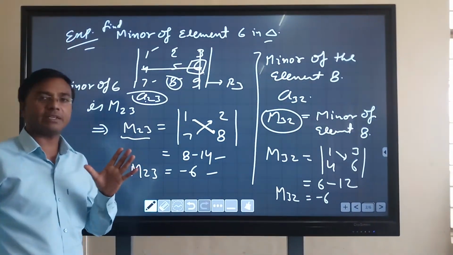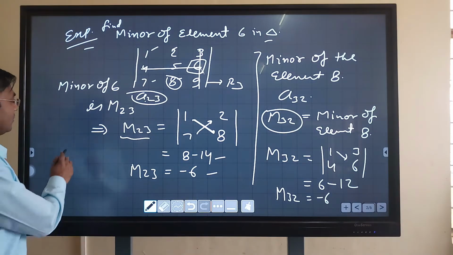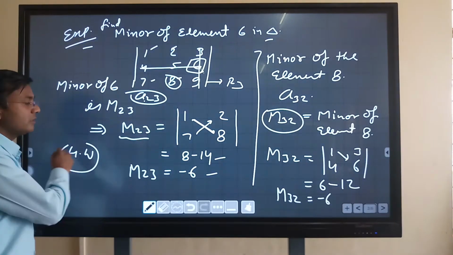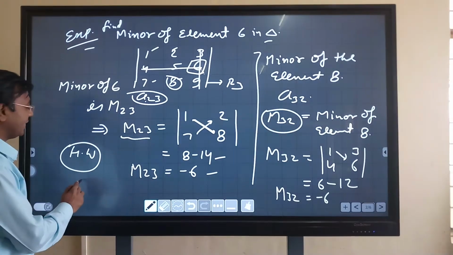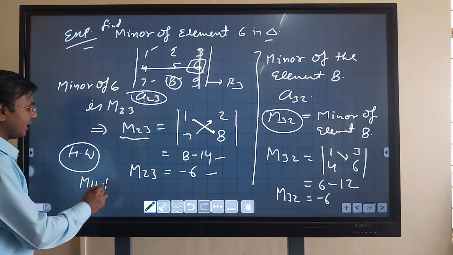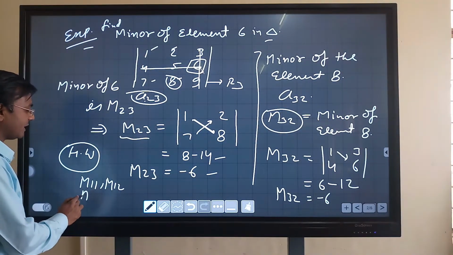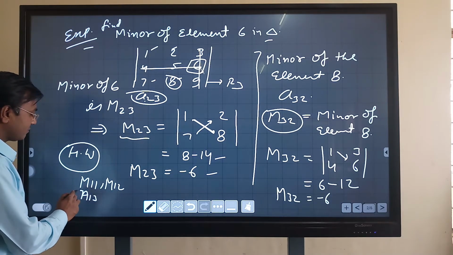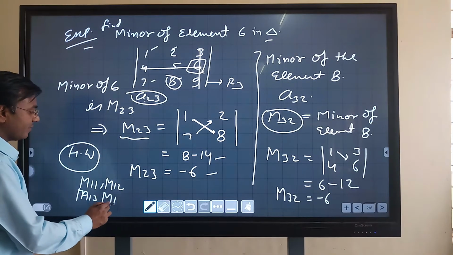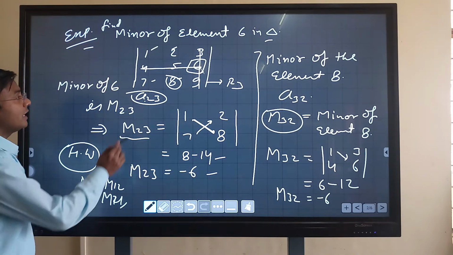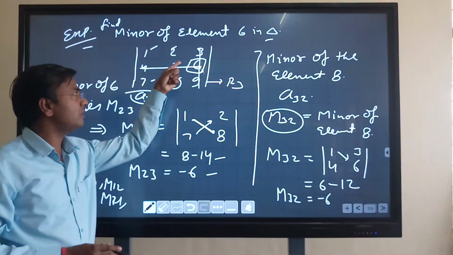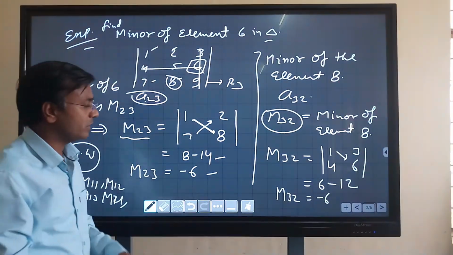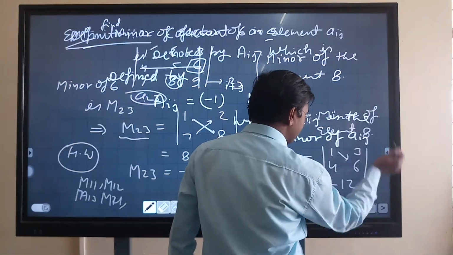Similarly, I am giving you a question for homework. Just find the minor of each and every element. It means you have to find M11, M12, M13, then M21, M22, M23, write all the minors of the elements, so that you can come into practice. So you have to practice.